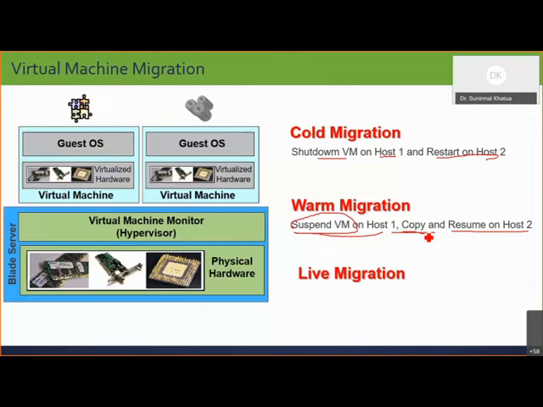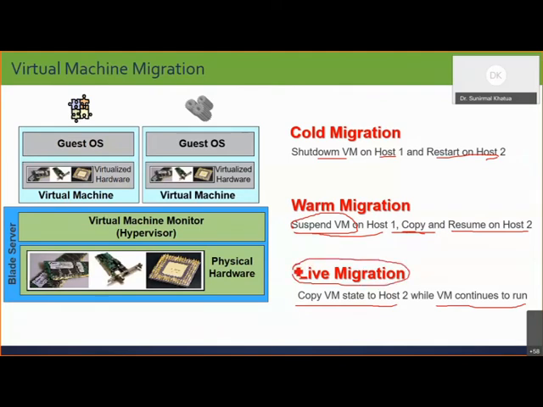That is sometimes reduced by live migration. What happens in live migration? While we are copying the VM state to host two, the VM still continues to run. So the downtime is reduced drastically. So live migration has lots of interest among the researchers and the community who are using the cloud platform. Now I will discuss how we can implement live migration in a cloud platform.